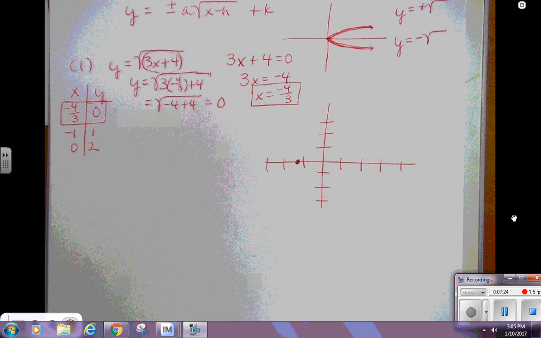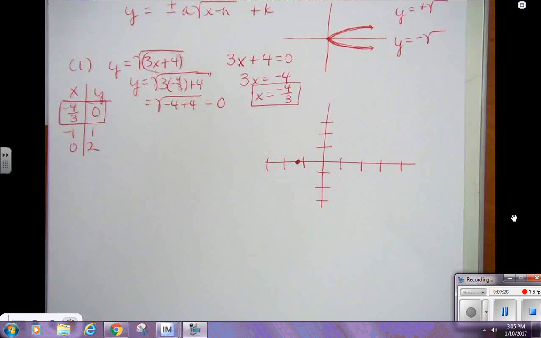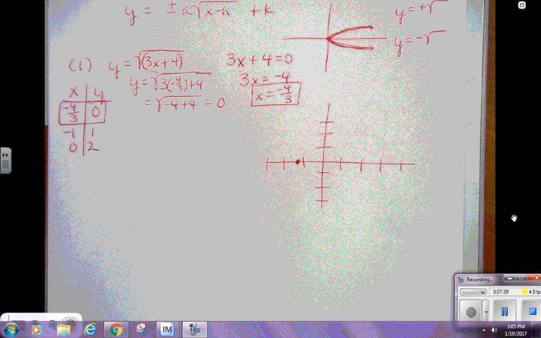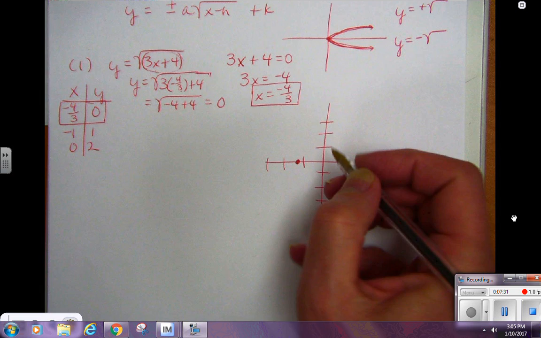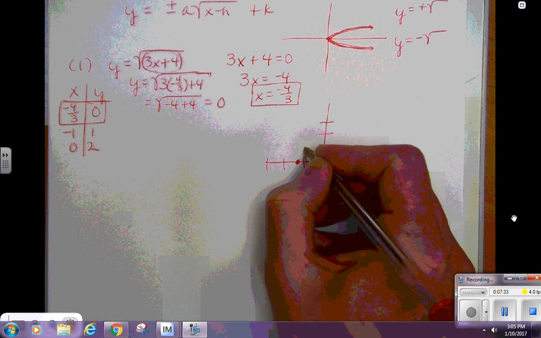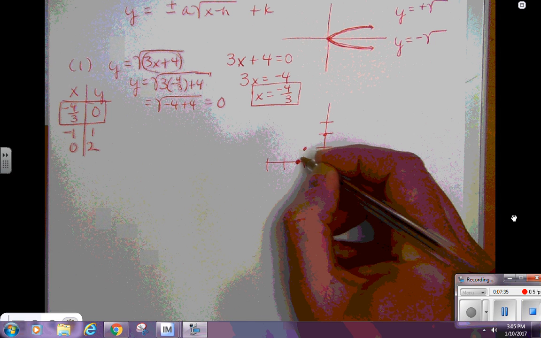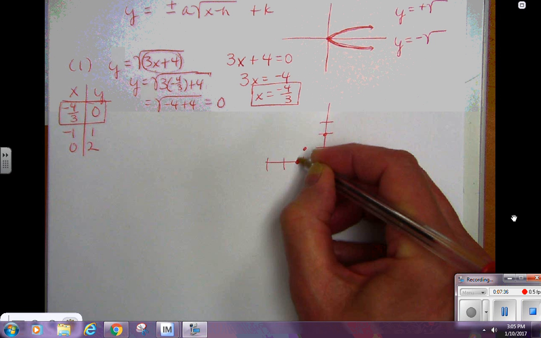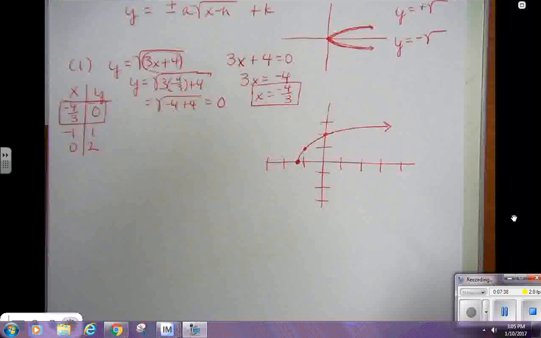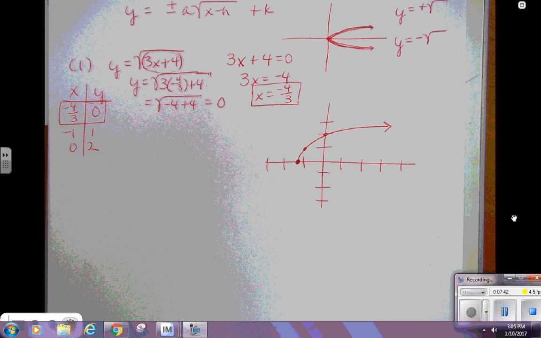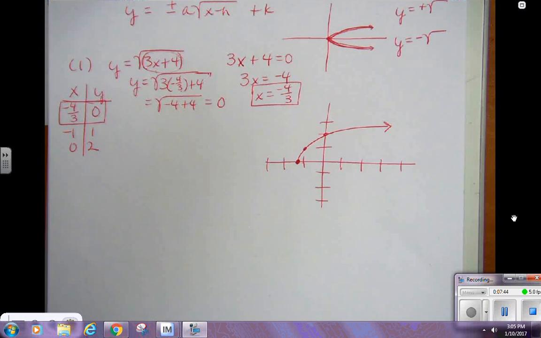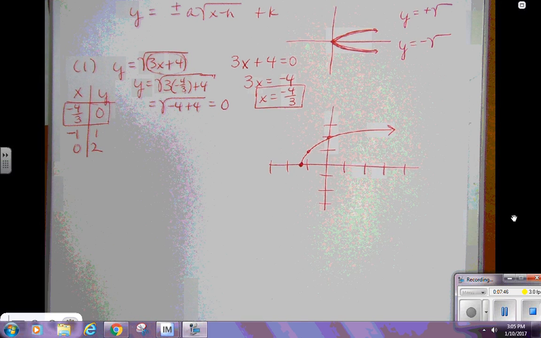Okay, so let's graph those on the graph. So I'm going to have negative 1, positive 1, and 0, 2. And then I can just draw my arc. And I do want to make it kind of a curved line because it is half of a parabola. And there's my graph. So now I'm going to talk about the domain and the range.